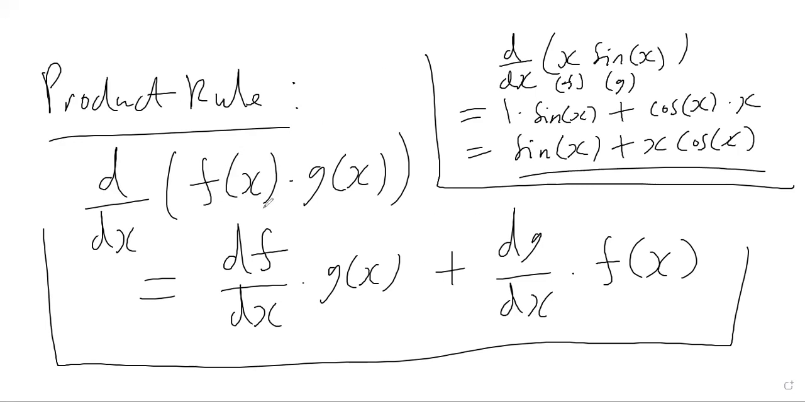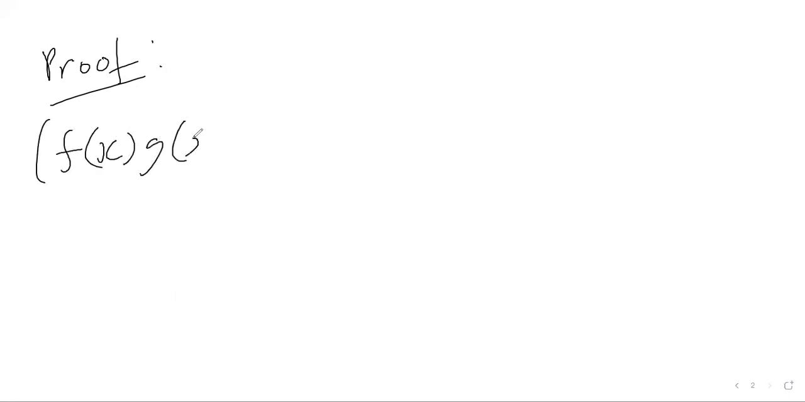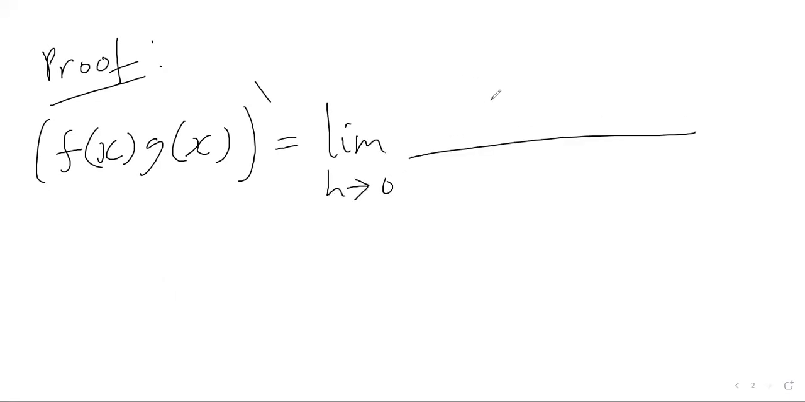But what we're going to do in this video is prove that this product rule is true. To do this proof, we're going to use our standard definition of differentiation using limits. So we want to find the derivative of f of x multiplied by g of x. Again, using our standard definition, this is the limit as h goes to 0 of, usually, f of x plus h, subtract f of x, all over h.